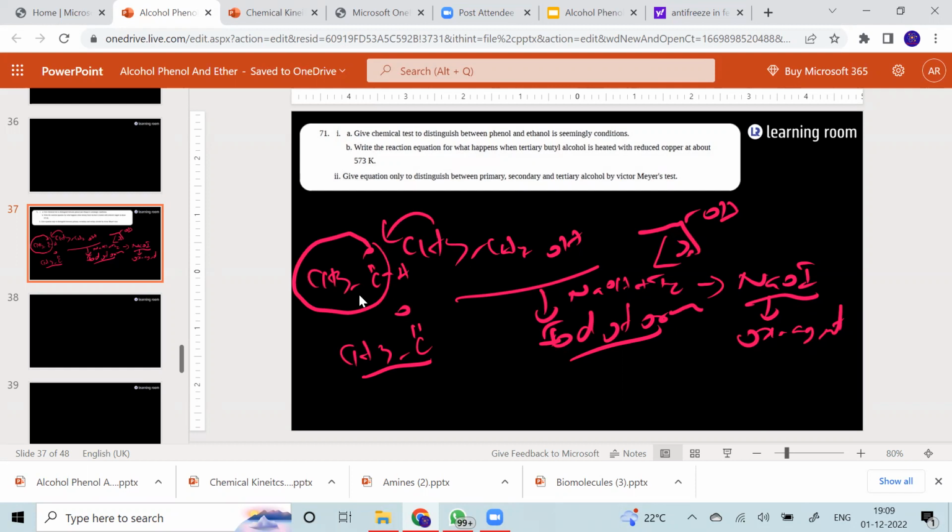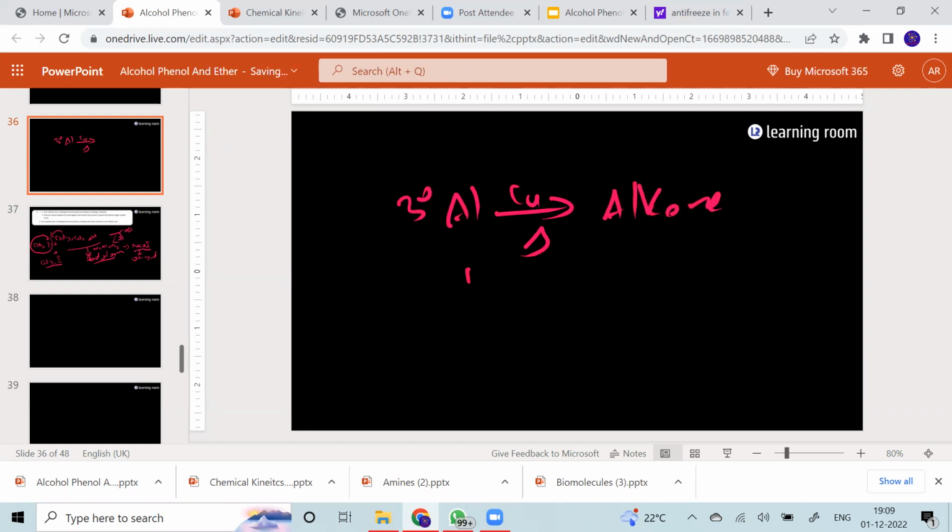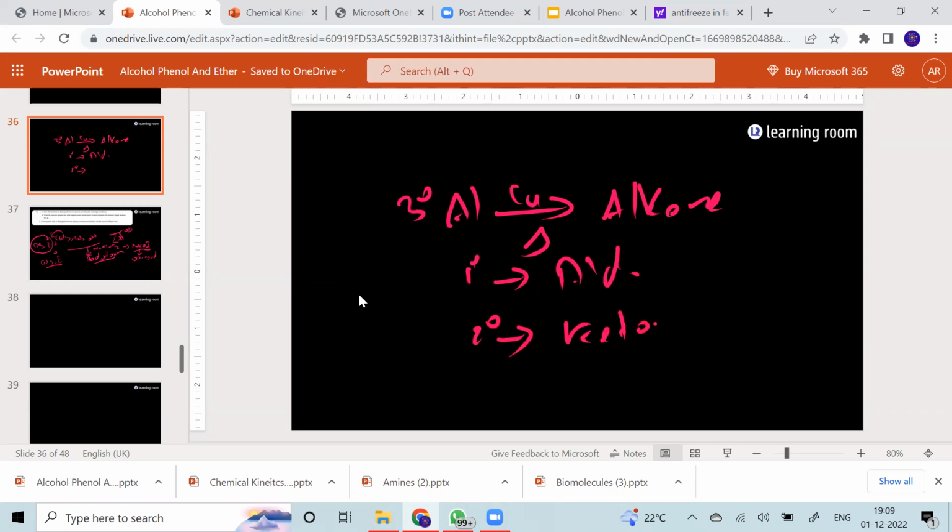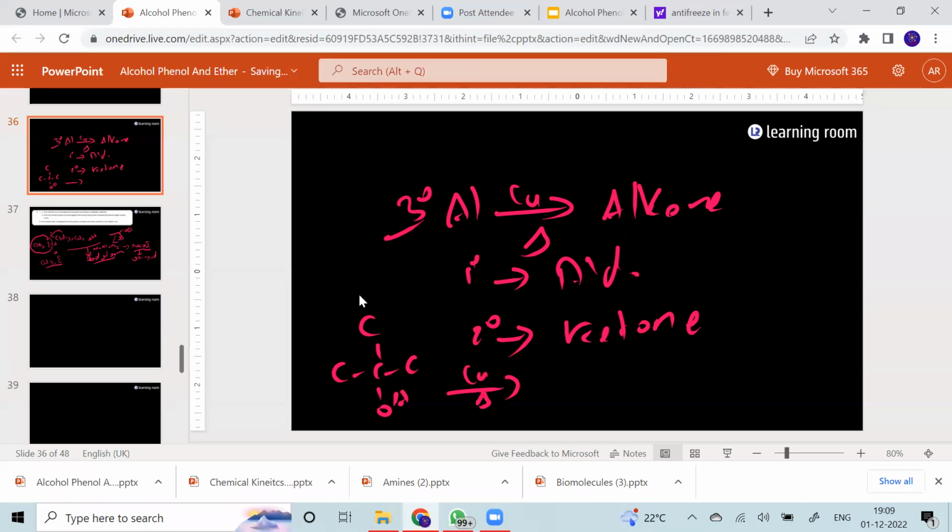Right. Next, write the chemical equation for what happens when tertiary butyl alcohol is treated with reduced copper at 573 K. Now we know what reaction this is, right? Tertiary alcohols on heating with copper are going to give you what? Alkene. Primary alcohols will give me aldehyde. Secondary alcohols would give me ketone, and the tertiary alcohols will give alkene. Now you're talking about tertiary butyl alcohol, that is this C with the OH here. On heating with copper, it is going to form C double bond C, and you can put the double bond anywhere, here or here. Both will be the same thing only. Okay, that's the answer.